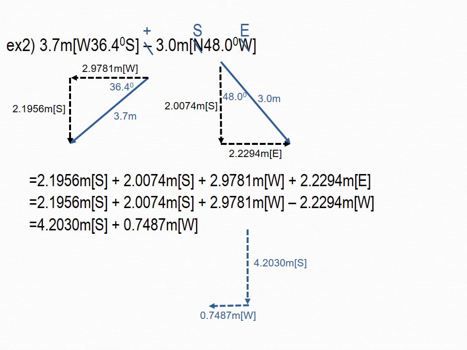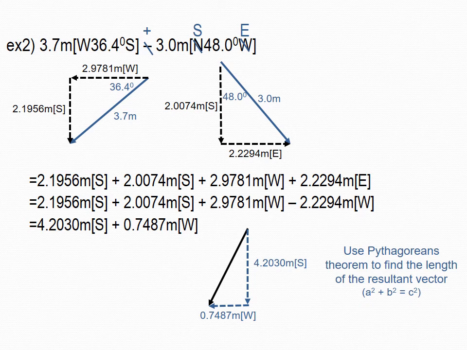I wrote south first, so I drew a vector going south. And where that vector ended, I drew my next vector, which went west. And now I will draw my resultant vector by going from where I started to where I finished. I'll use Pythagorean theorem to find the length of the resultant vector.